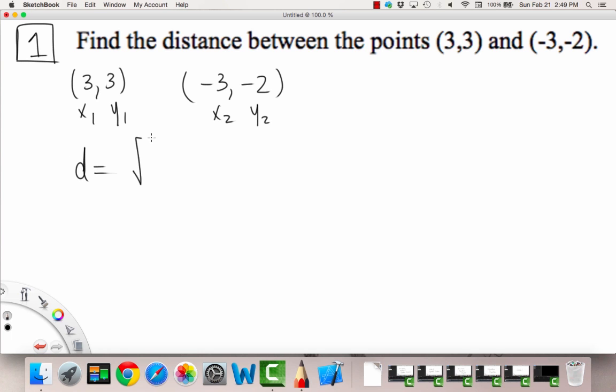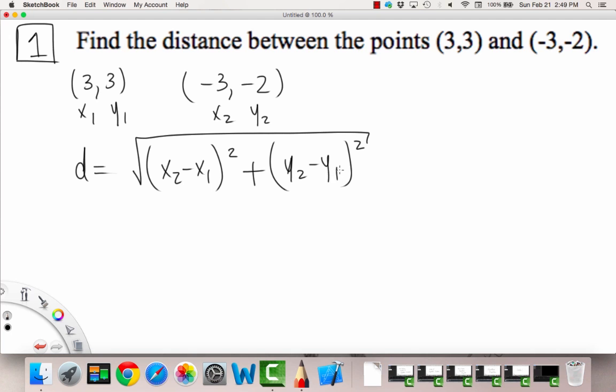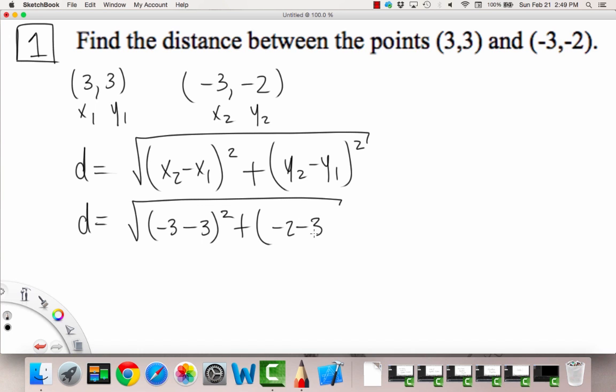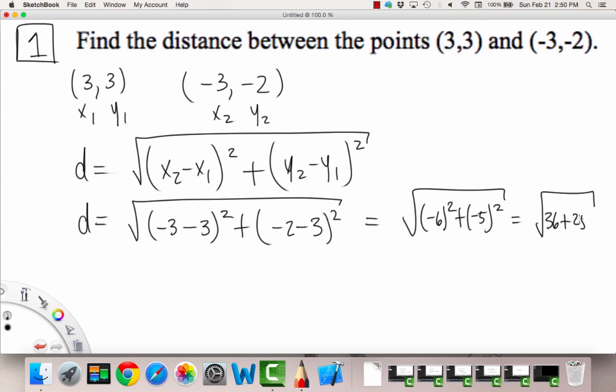So to find the distance, the formula is given by the square root of the sum of the squares of the differences between the x values and the y values. Let me write out the formula first, and this is going to be y2 minus y1. If we plug in our values, we get d equal to the square root of x2, negative 3, minus x1, 3, squared, plus y2, negative 2, minus y1, 3, squared. Simplifying, we get the square root of negative 6 squared plus negative 5 squared, which is the square root of 36 plus 25, which ultimately equals the square root of 61.